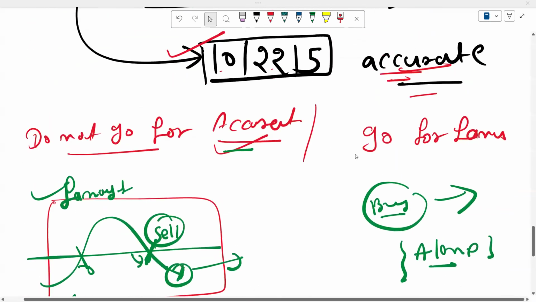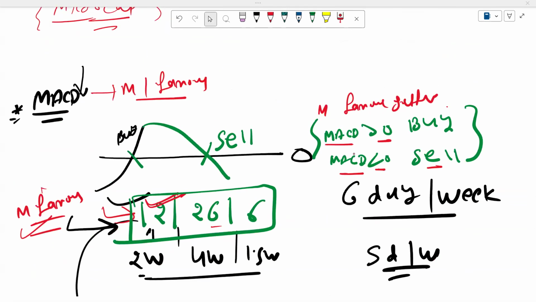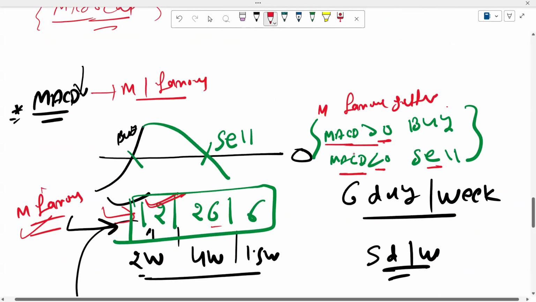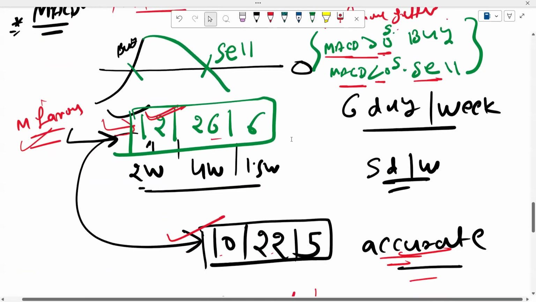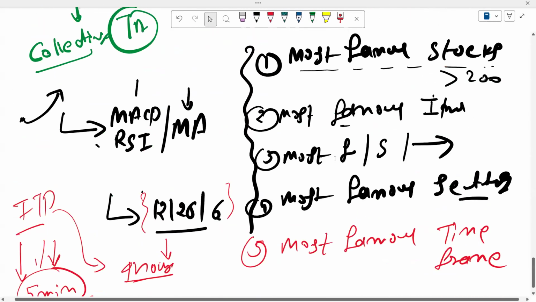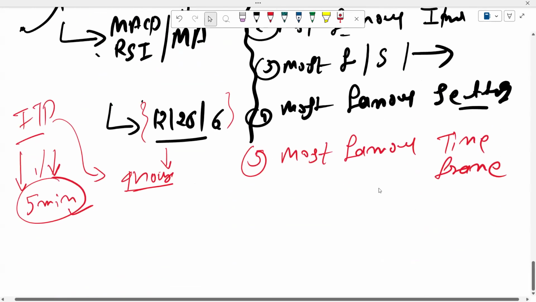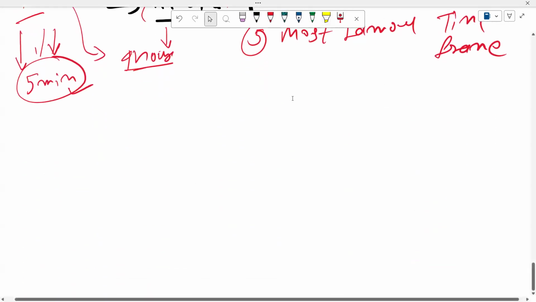Most famous strategy means what? When MACD is crossing above zero, you should buy. MACD crossing below, you should sell. There is a signal line also in MACD, so you do not need to wait for the zero also. If your MACD is crossing above the signal line, you can buy. If MACD is crossing below the signal line, you can sell. So this is the most famous strategy. And the third one is the most famous settings, and the fourth one the most famous time frame. So now, is it clear? If you have doubts, we can go to the screen also, then we can see.